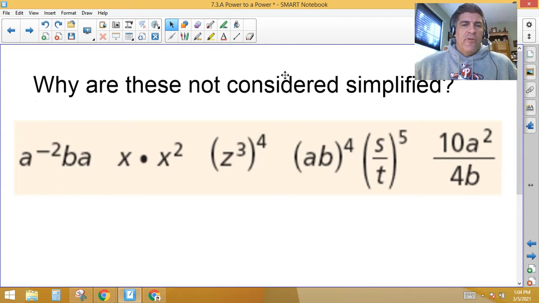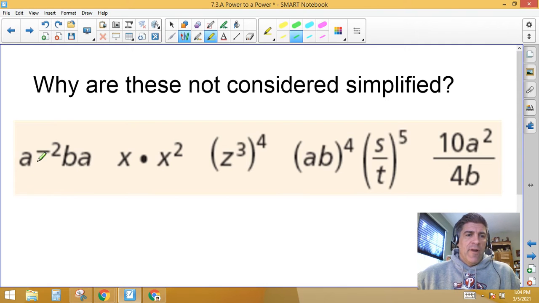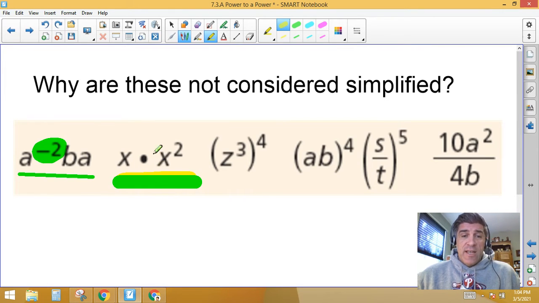Oh, my bad. Sorry. Here we are. Why are these not considered simplified? Let's take a look at this first one right here. This one is not simplified because this -2, there's a negative exponent. We could simplify that. Why is this one not simplified? This is not simplified because we have the same base.